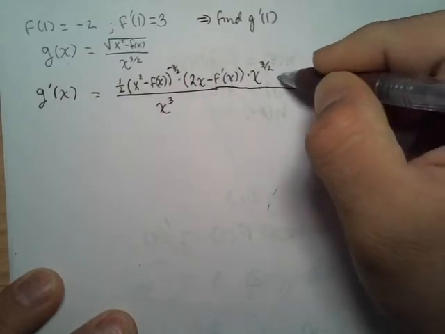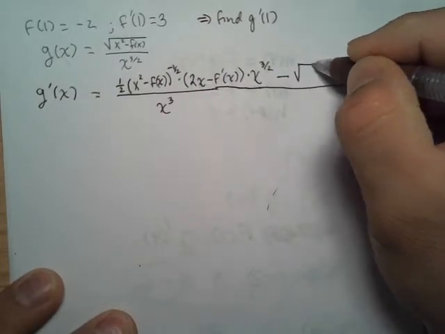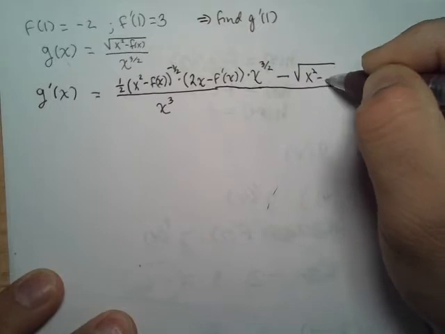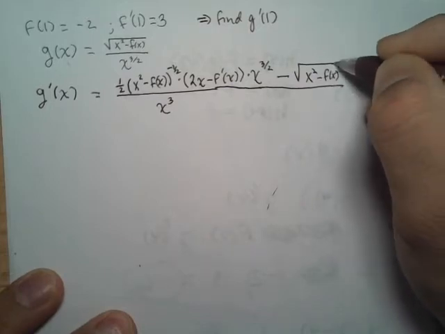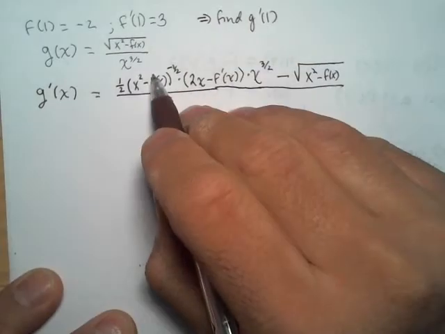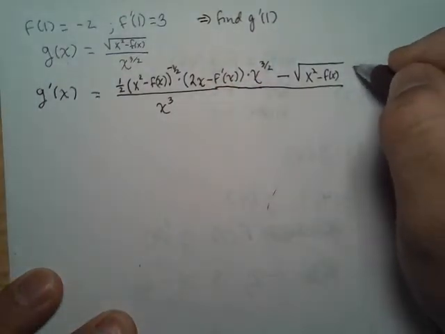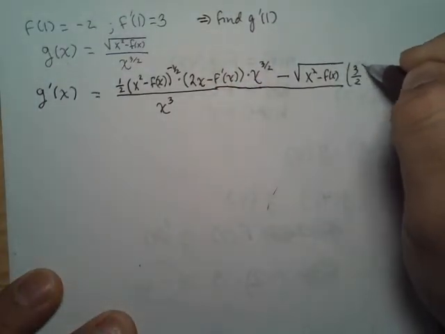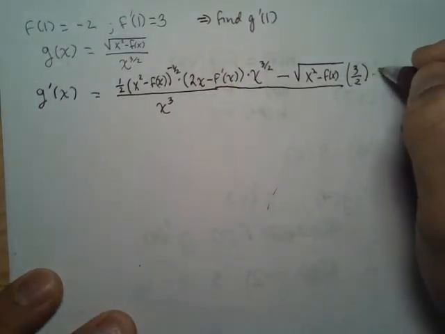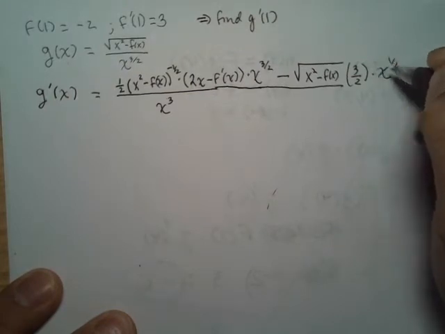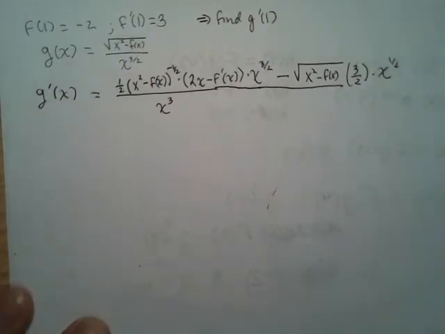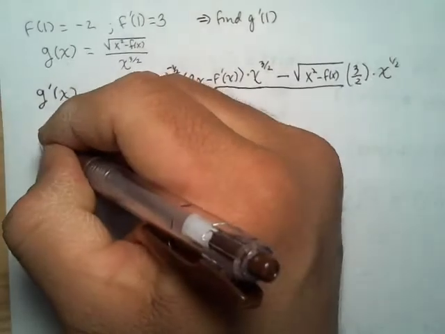All right, so minus, leave the numerator alone. And then take the derivative of the function in the denominator. Again, apply the power rule. 3/2 times x to the 1/2. Okay, and then we can just plug in 1, right?